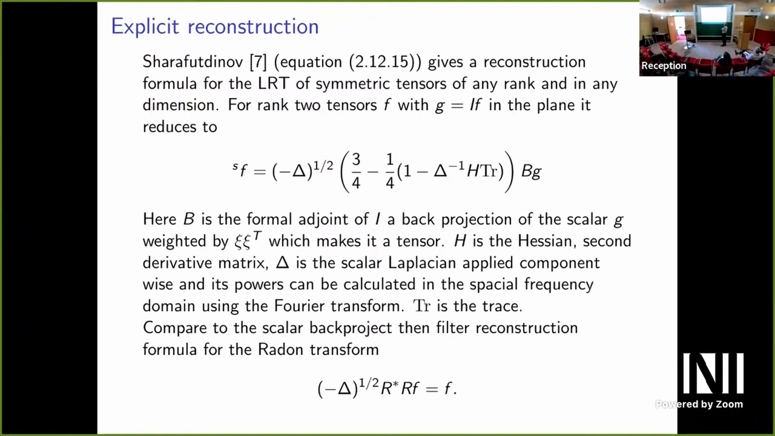Back to check, though, that's B is what Chaffetov calls U2. The two back projection gives you a tensor.